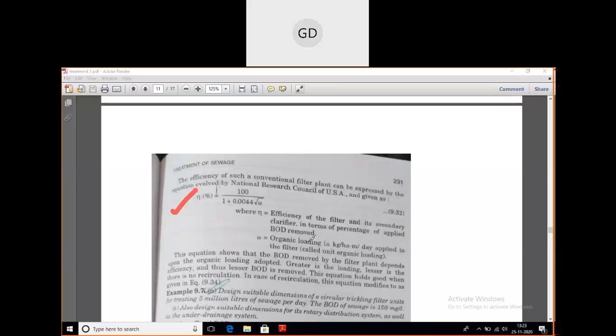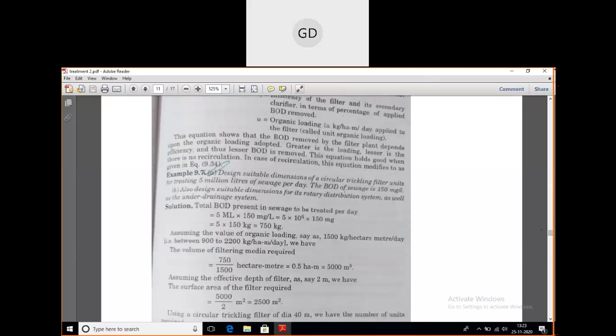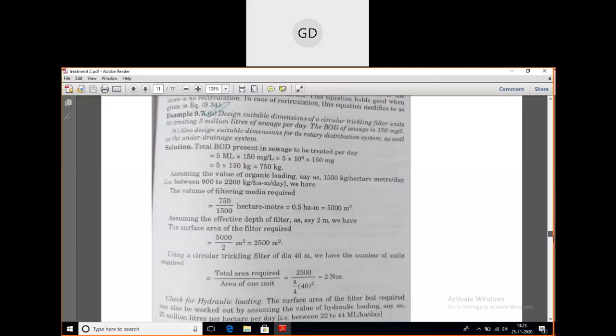So what is eta? Eta is your efficiency of the filter and its secondary clarifier in terms of percentage of applied BOD removed. So in simple terms, it is efficiency. And what is U? It is your organic loading in kg per hectare meter per day applied to the filter. So you will get the value of organic loading in the first step only. After that, you just put the organic loading value and you can find out the efficiency of your trickling filter. Clear? So now we will design one numerical, a trickling filter.